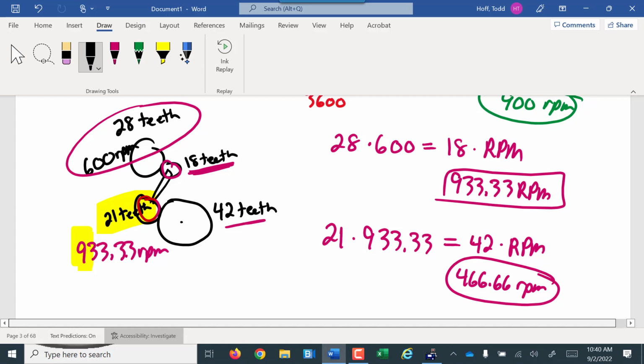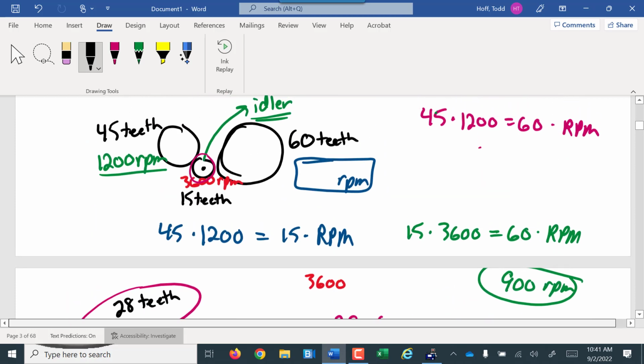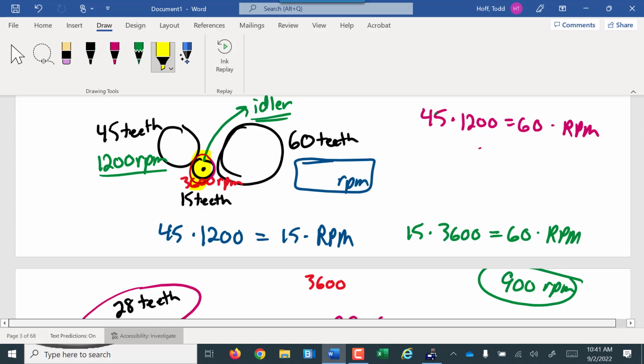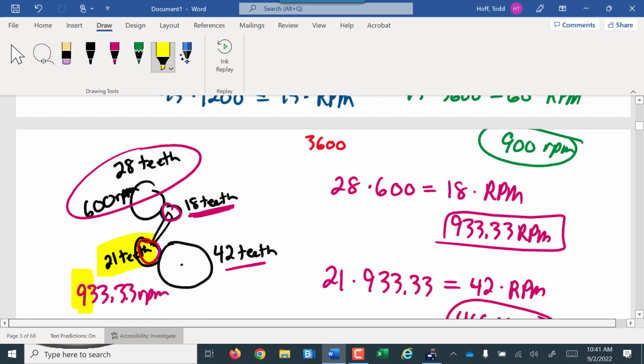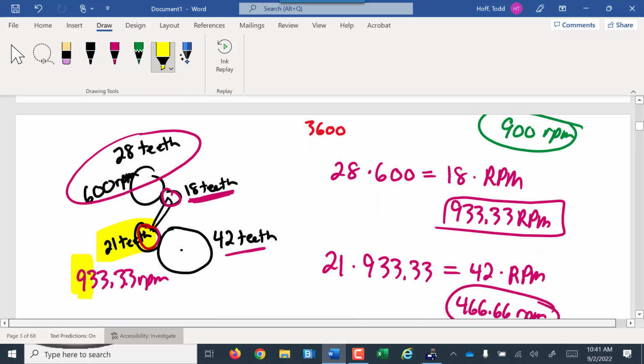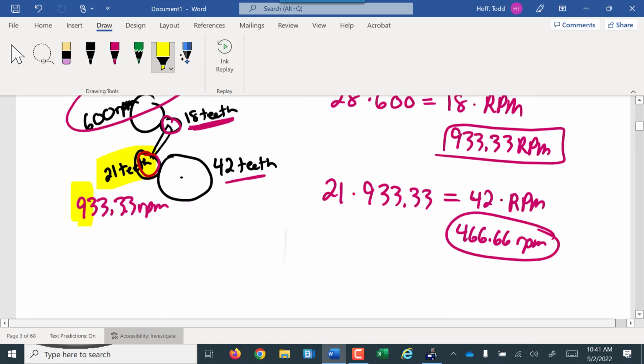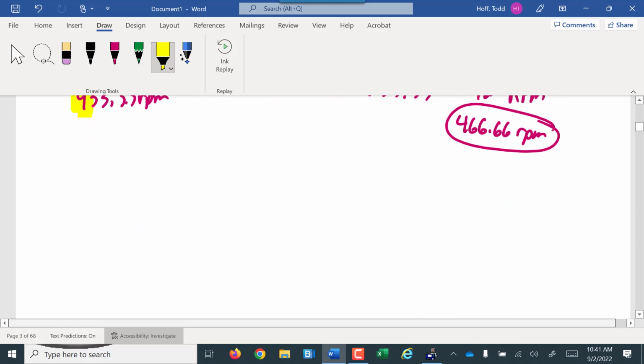So in that case, we can't just directly go from the first gear to the last gear like we could up here. We could have skipped the idler gear in this one. And the only reason we could skip it is because that gear contacted both of the driven and the driving gears. Here, because there's a shaft in the middle, we have to go through every interaction to get to that final amount. The same is true for belts.